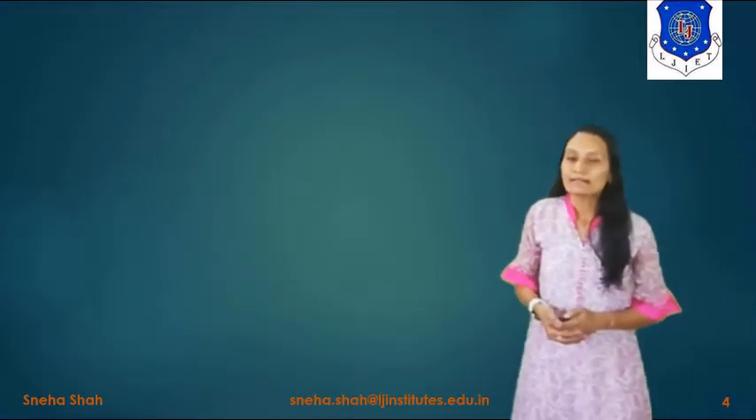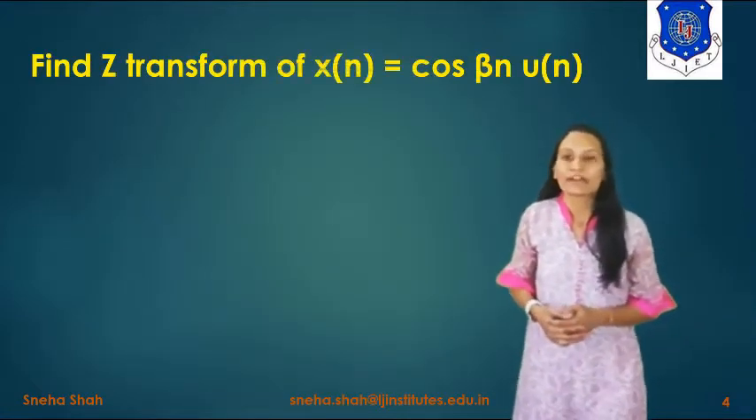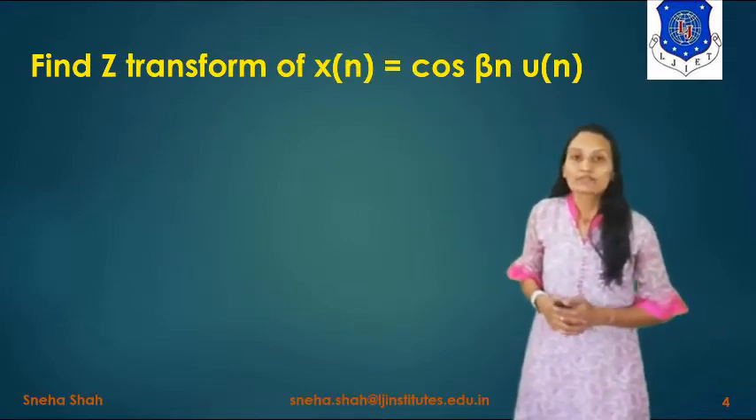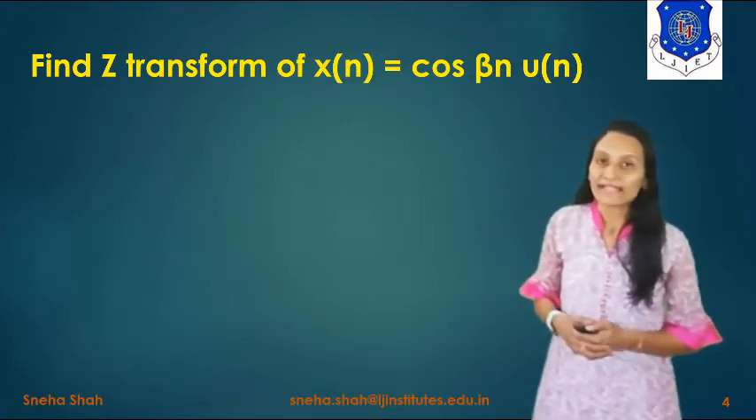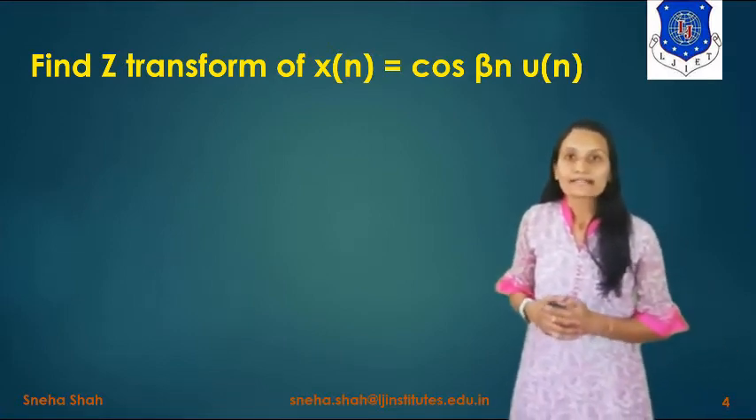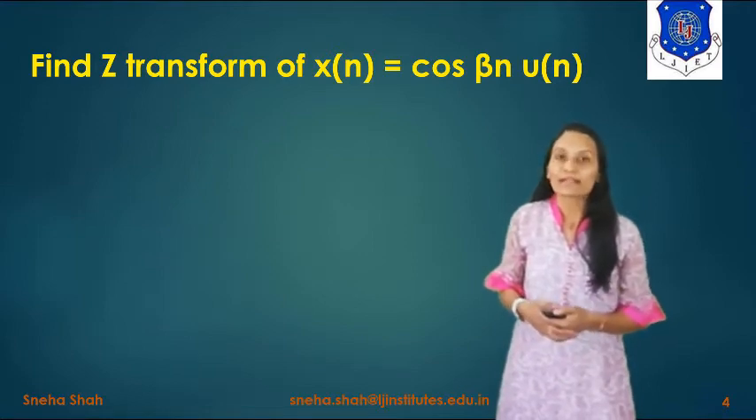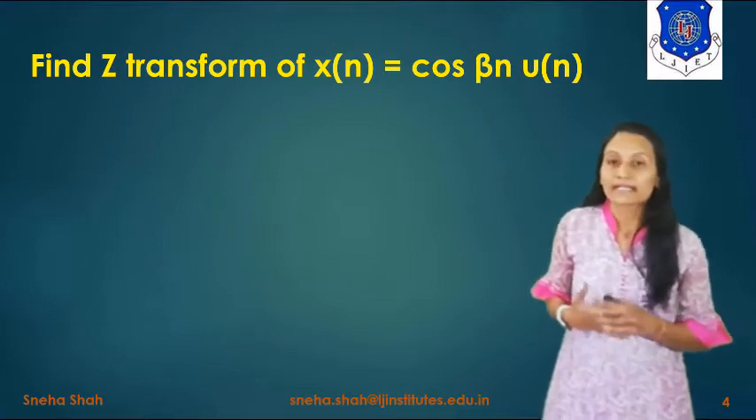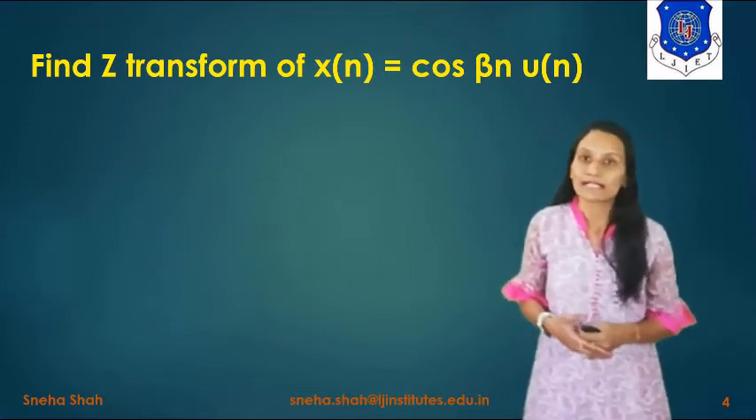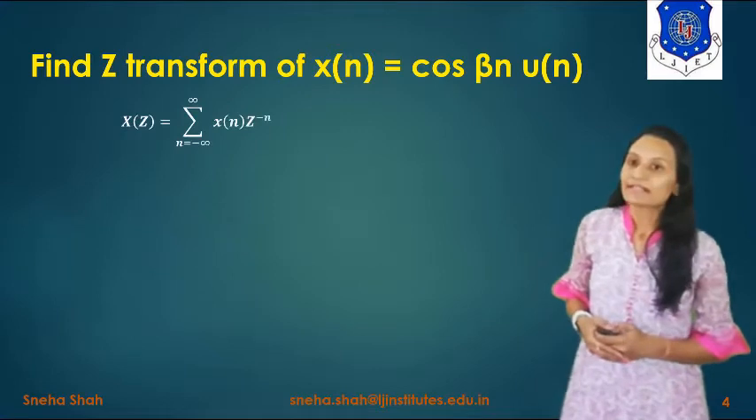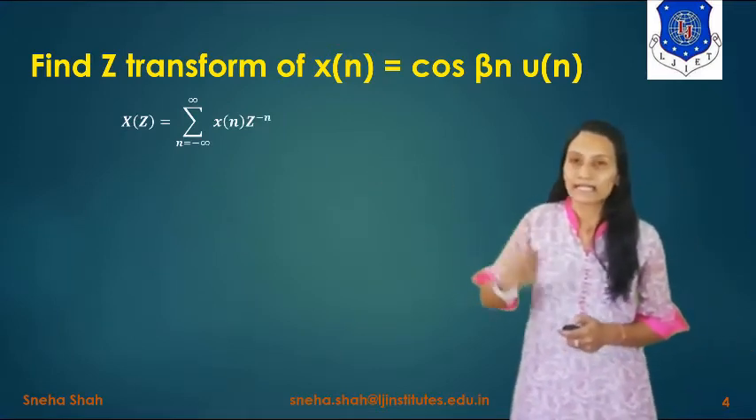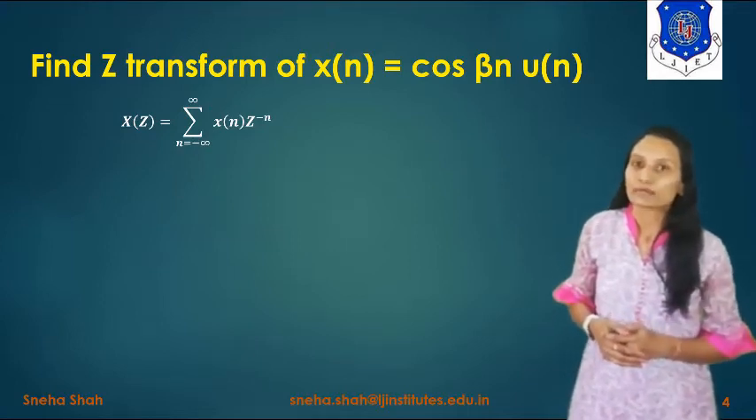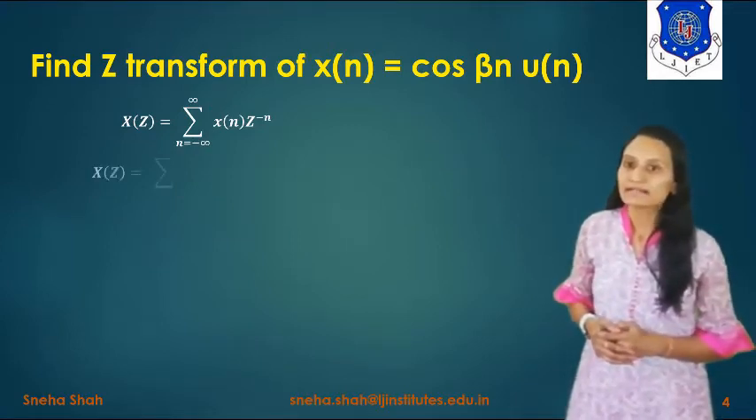Now we will take some other example. Suppose I am finding the Z transform of x of n equals cos beta n u of n. So how do we find the Z transform of any sequence? If we want to find the Z transform of any sequence, first of all we have to take the equation of Z transform. But here we will use the bilateral Z transform, right? So we start with the equation of bilateral Z transform, which is X of z equals summation n equals minus infinity to infinity x of n z raised to minus n.